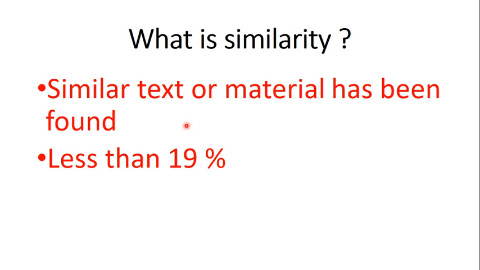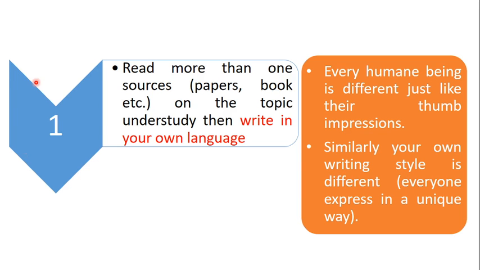In some countries, one needs to reduce the similarity below a certain number. For example, in some Asian countries, it is less than 19%. So let us discuss some ways how we can reduce similarity. I will discuss 7 ways that can be utilized to remove or reduce similarity.